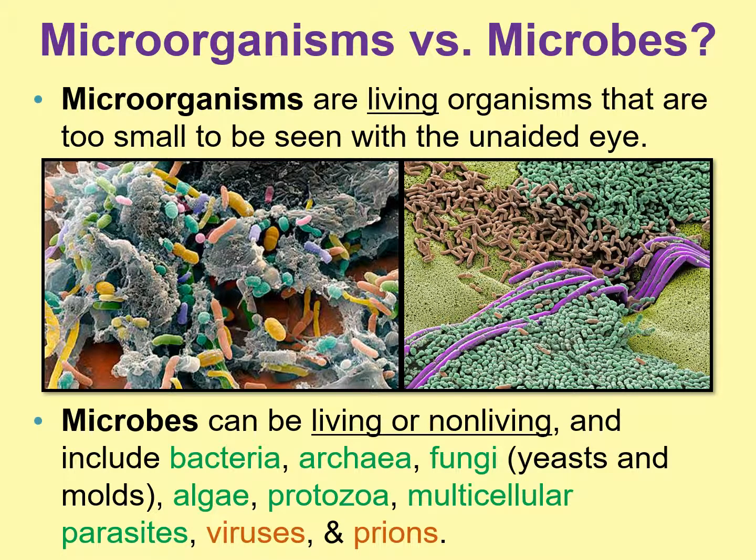So let's jump right in. Our focus of study in this class will be microbes. There's two terms we have to start off with. First off, microorganisms. These are living organisms that are too small to be seen with the unaided eye, meaning we're going to have to use an extension of the senses, like a microscope. This includes all of the green highlighted words at the bottom of the slide: bacteria, archaea, fungi, algae, protozoa, and multicellular parasites. They are cellular organisms that are alive.